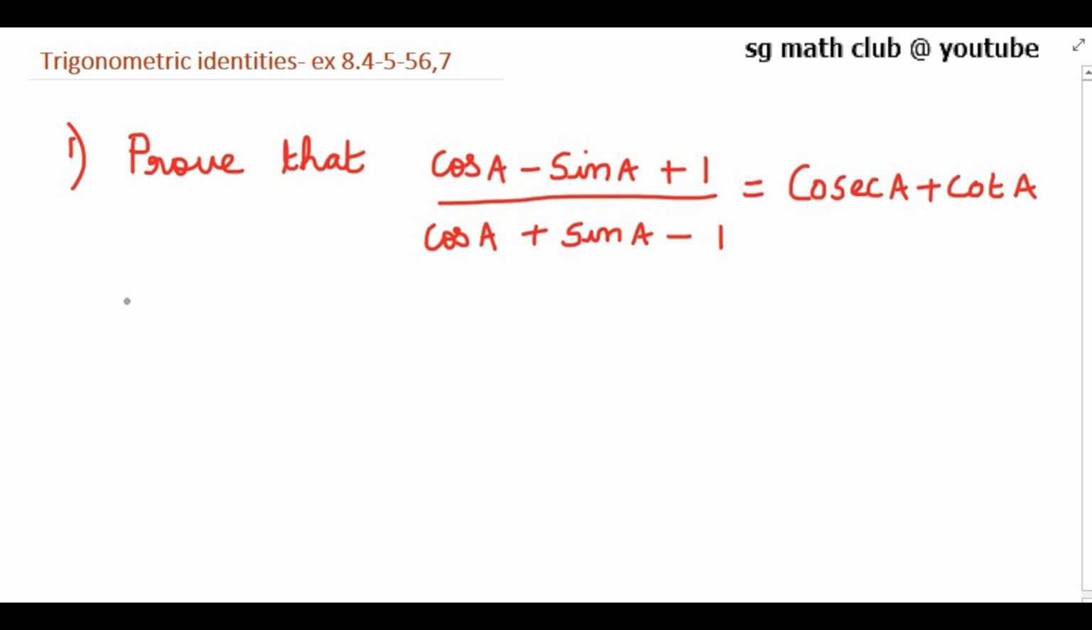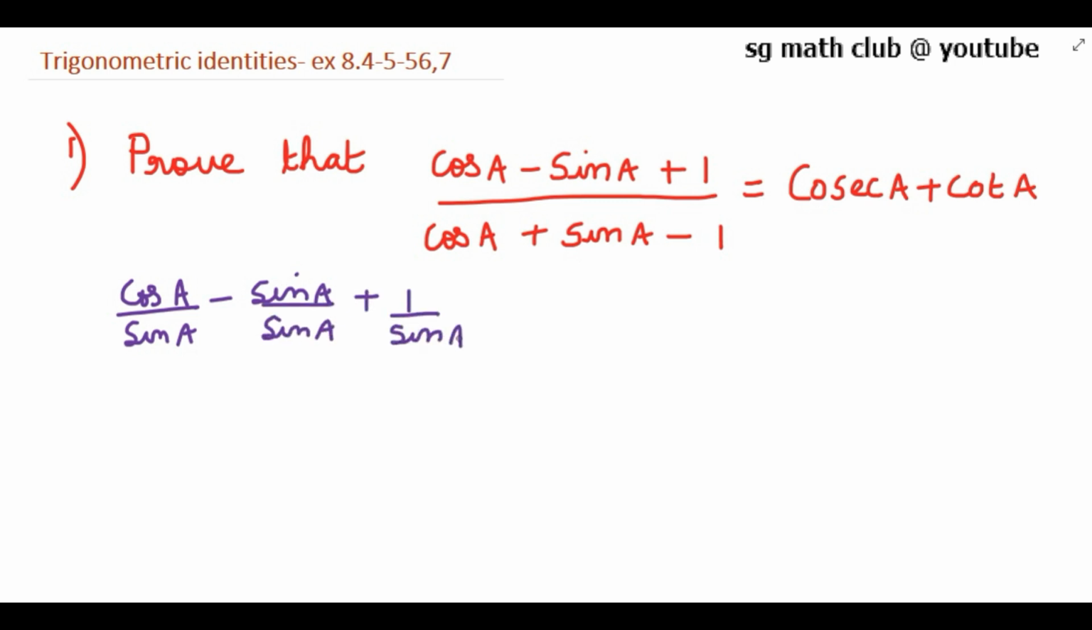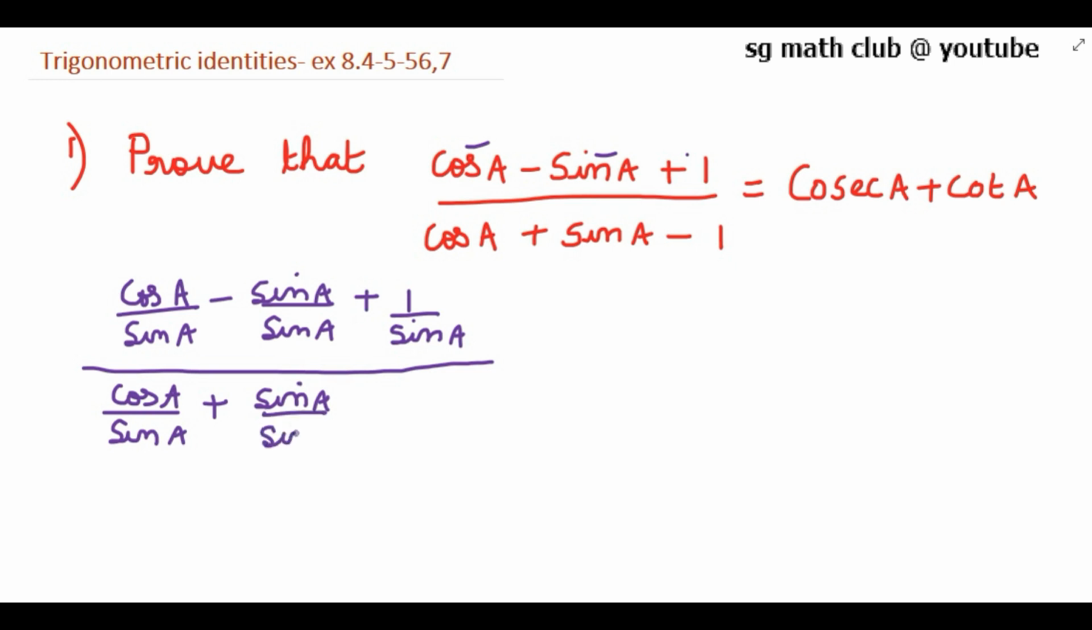So what we are going to do is divide throughout, both the numerator and denominator, by sin A. Here I am going to divide each and every term in the numerator and denominator by sin A. So the left hand side is cos A by sin A minus sin A by sin A plus 1 by sin A. All the terms of this numerator I have divided by sin A. In the same way, all the terms of the denominator I am going to divide by sin A: cos A by sin A plus sin A divided by sin A minus 1 by sin A.